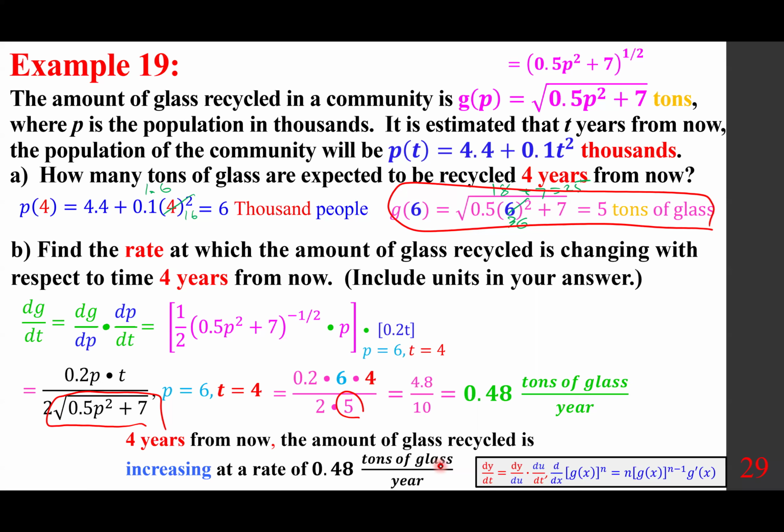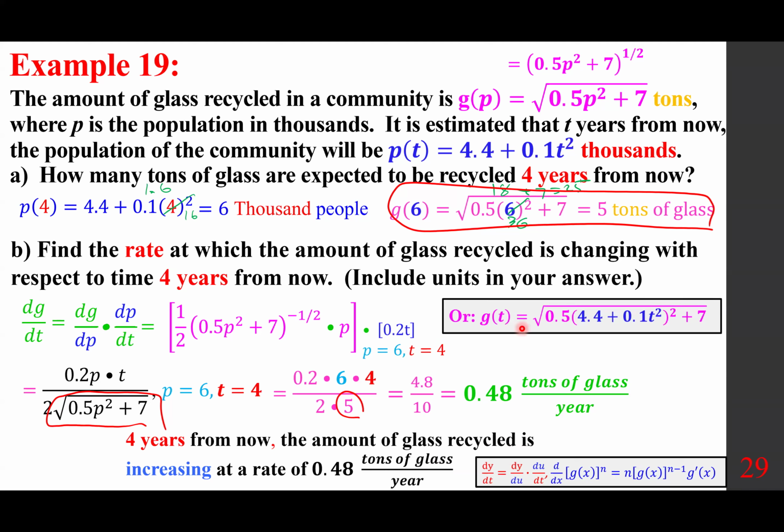Now, what did I do? I used Leibniz's notation. Could we have come up with the composite function? The answer is yes. We could have replaced the p with this, which gives us g of t equals the square root of 0.5 times, p replaced with 4.4 plus 0.1t squared, then this is to the second power, plus 7.